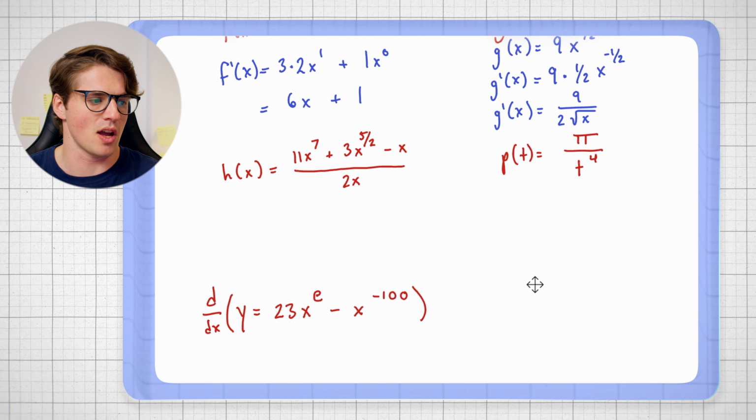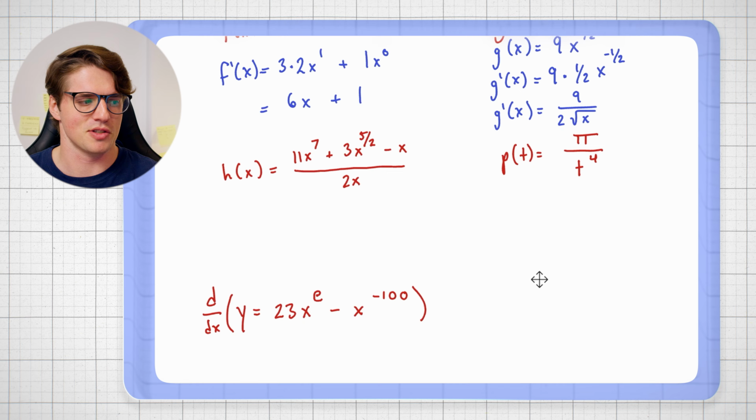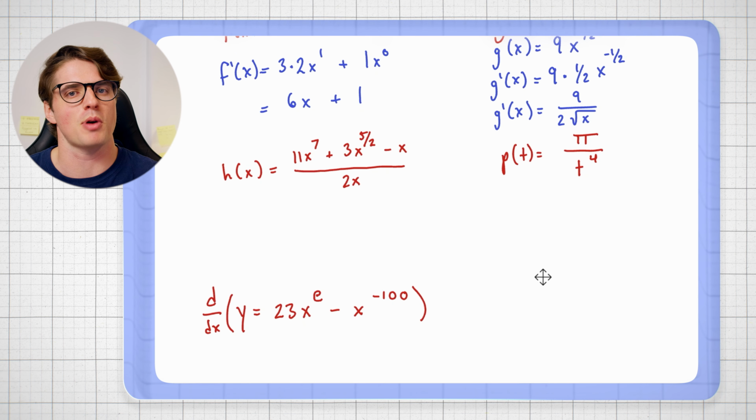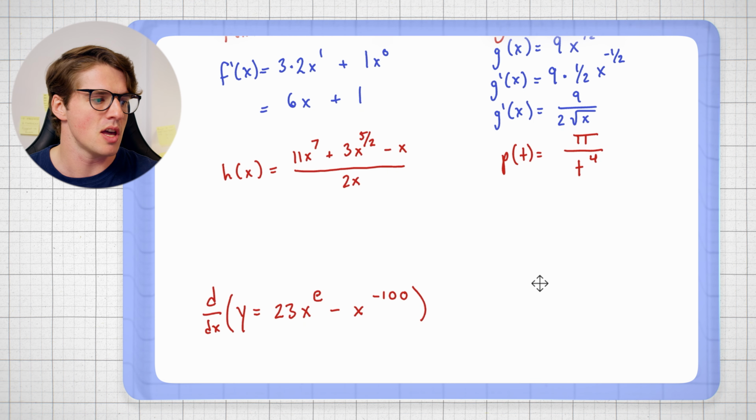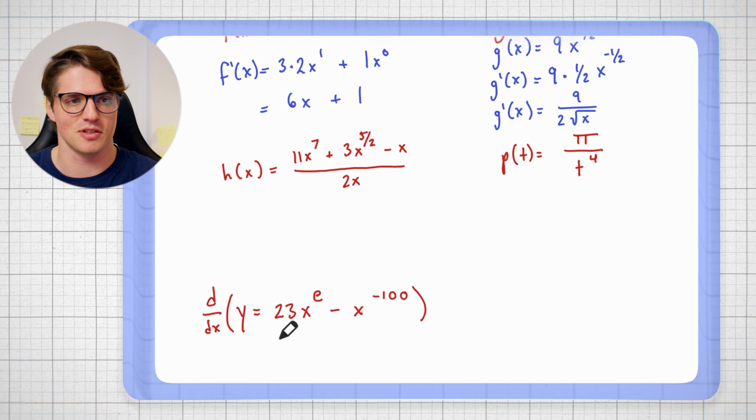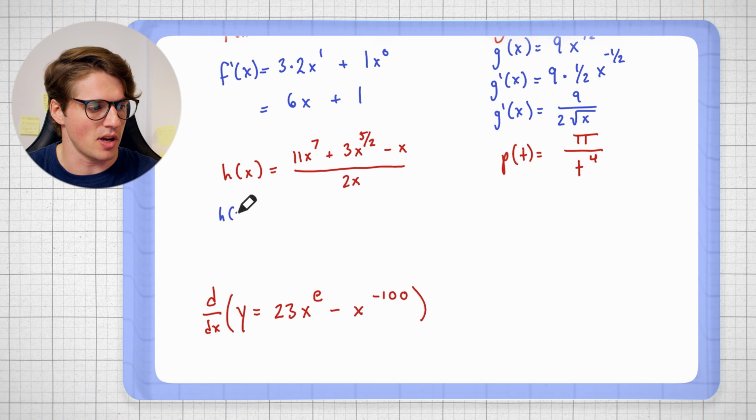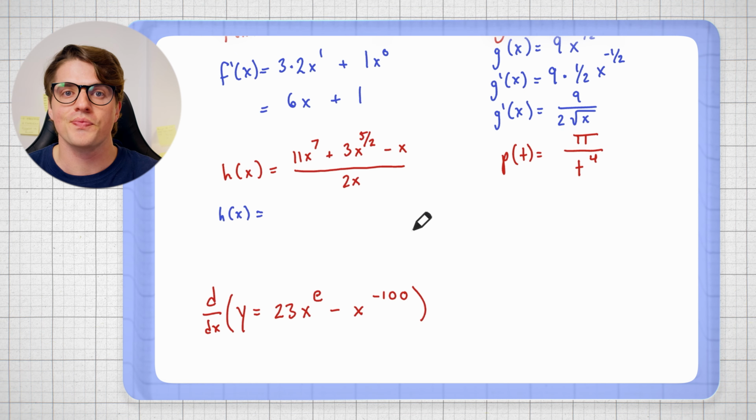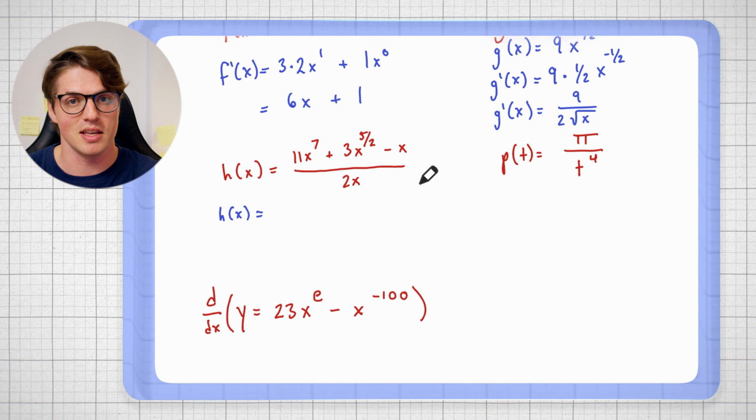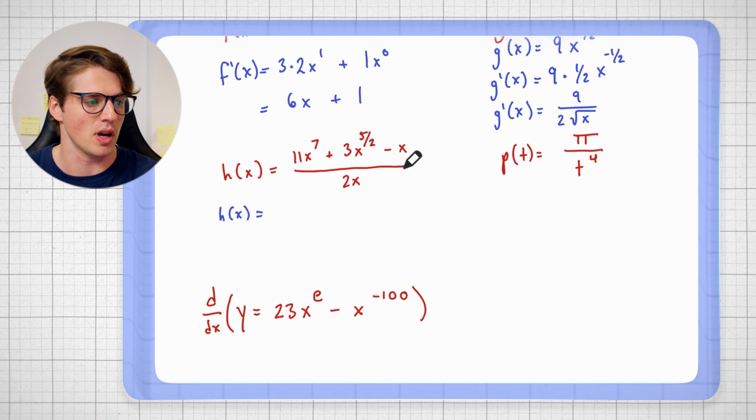H of x, what is going on here? There's no way this could be the power rule. We have 11x to the 7th plus 3x to the 5/2 minus x all over 2x. How could this be the power rule? We have something divided by something else. That shouldn't work. Now, I want you to think how this is the power rule while I start writing. So if we're dividing by something that we can divide each and every term by, in this example, 2x, we can divide each one of these by 2x, then we still can use the power rule.